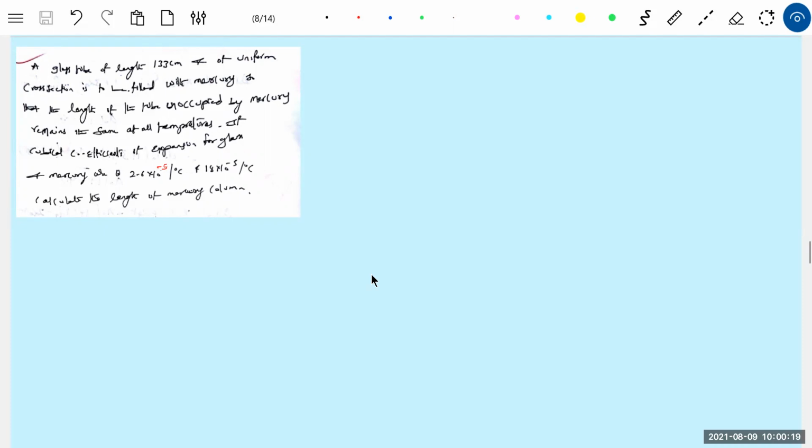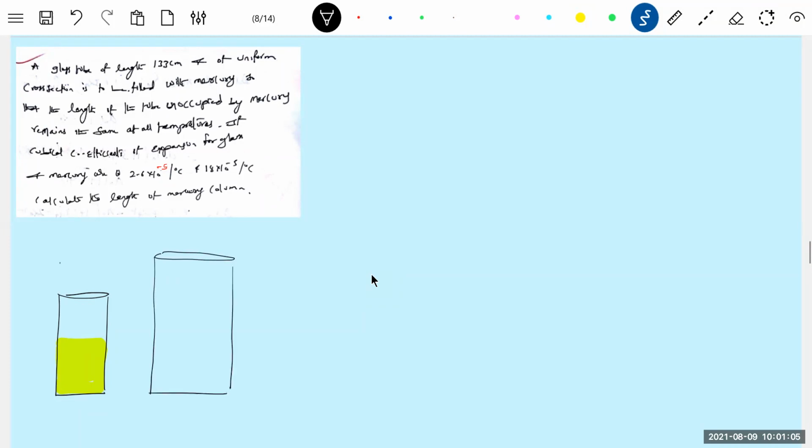The length unoccupied remains the same at all temperatures. Okay, let's go for a rough diagram. Here mercury is there. Now it will expand such that the length unoccupied by the mercury remains the same. So the glass will expand, so its area of cross section and length both will increase. You can see here. But I have to show that the length unoccupied remains the same. Length itself, not volume. The condition is not the volume.